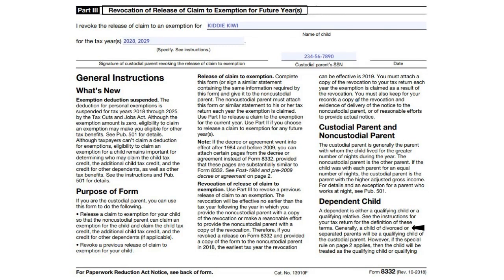But what I want to say here is that when we talk about custodial parents and non-custodial parents, the custodial parents is generally the parents with whom the child lived for the greater number of nights during the year. The non-custodial parents is the other parents. If the child was with each parent for an equal number of nights, the custodial parent is the parent with a higher adjusted gross income.